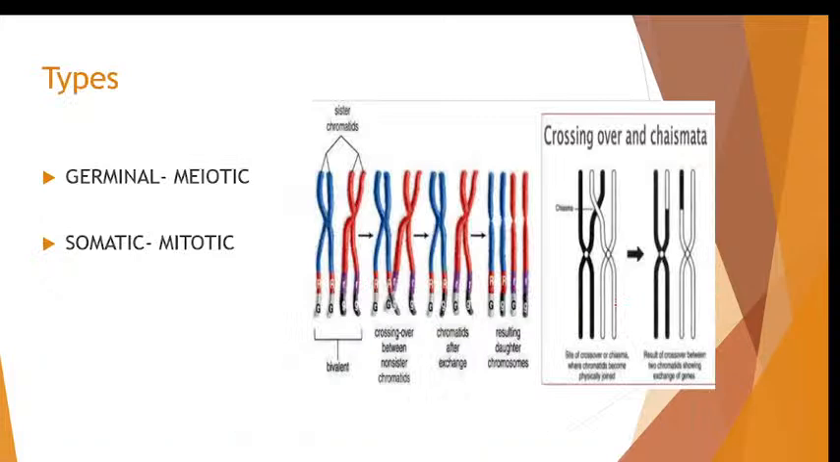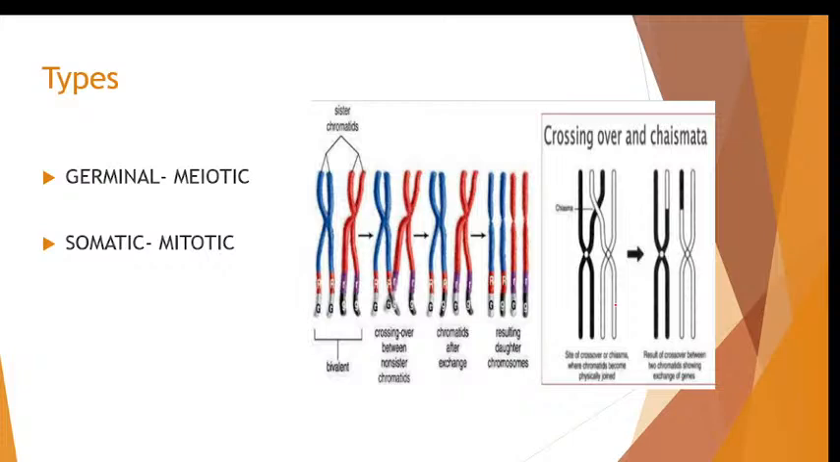Now, next are the types of crossing over. Based on different categories, there are different types of crossing over. First one is germinal crossing over or meiotic crossing over, and two, somatic or mitotic crossing over.